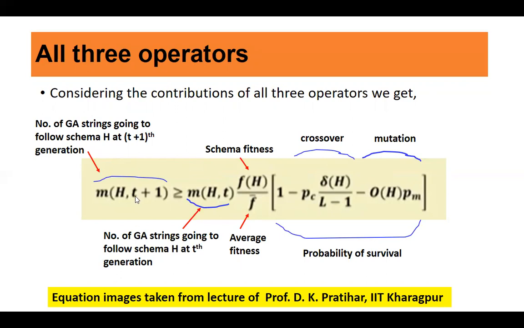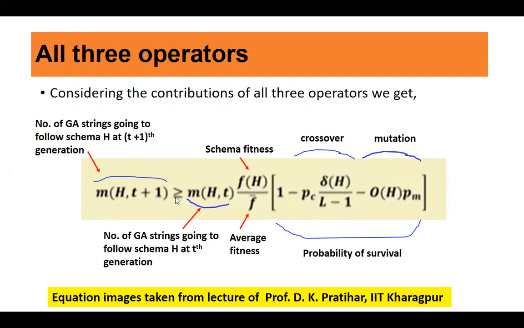So the rule for operating is m(H, t+1) greater than or equal to m(H, t) multiplied by f(H) divided by f bar, multiplied by 1 minus probability of crossover multiplied by delta(H) divided by L minus 1, minus order of H multiplied by probability of mutation, right? So here we can say that it's a greater than or equal to sign.